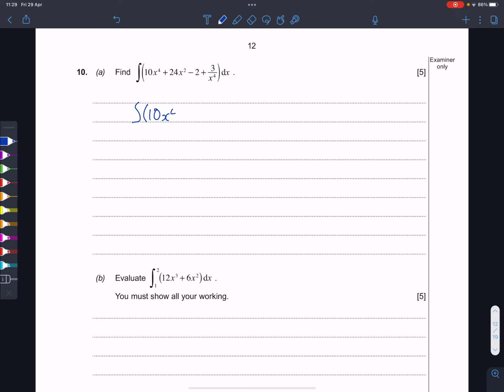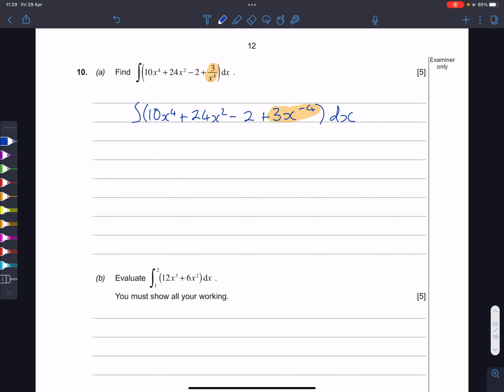So my 10x to the 4 stays as is, 24x squared stays as is. I'm just going to highlight that a second. The minus 2 stays as is, and this becomes 3 lots. So 3 over x to the 4 can be thought of as 3 times 1 over x to the 4, which is 3 times x to the negative 4. So 3x to the negative 4. So I have that dx. Now everything is in integratable form.